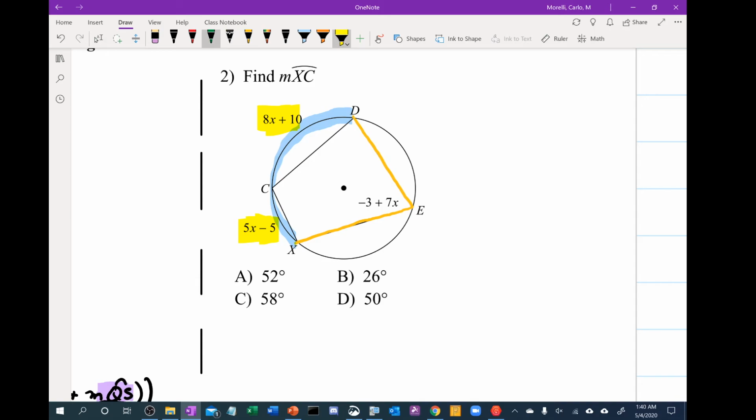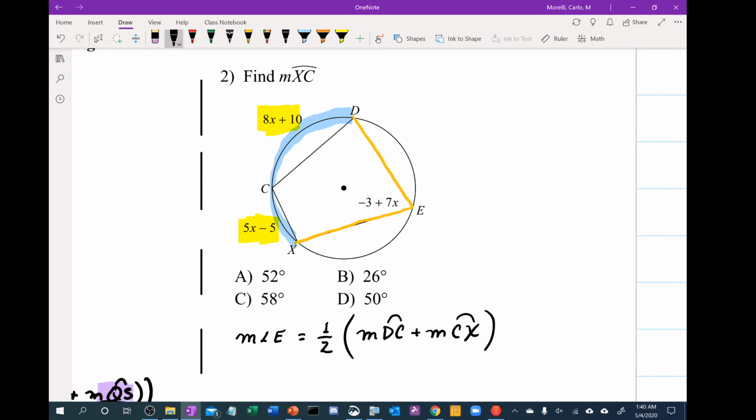So setting that up algebraically looks like this. The measure of angle E is equal to 1/2 open parentheses, and now we have to add arc DC and CX. So we'll say measure of arc DC plus measure of arc CX. Okay, so there's your setup.